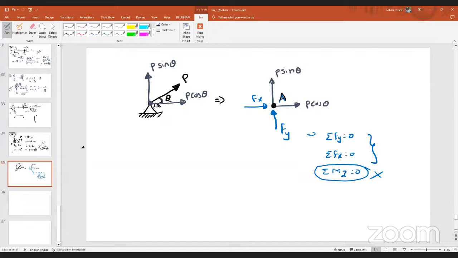Otherwise, one more point here is that if you are considering the free body diagram at a point, then you can say that moments will not develop.